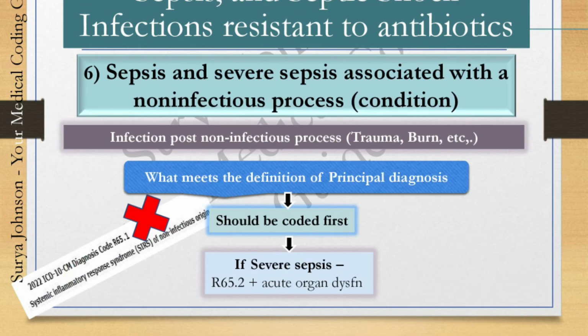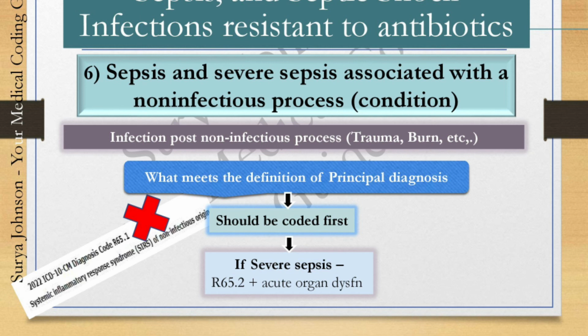The sixth point under the sepsis, severe sepsis and septic shock infection is sepsis and severe sepsis associated with a non-infectious process or condition. In this scenario, the sepsis or severe sepsis has occurred not because of an infection. It might be because of some other non-infectious process or condition, like trauma, burn, etc. Like the patient might have met with an accident or a burn injury that might have resulted in sepsis or severe sepsis. So there is a diagnosis R65.1.